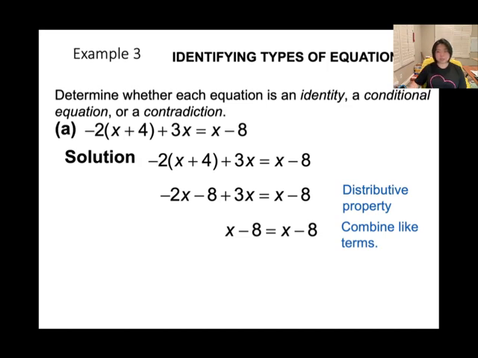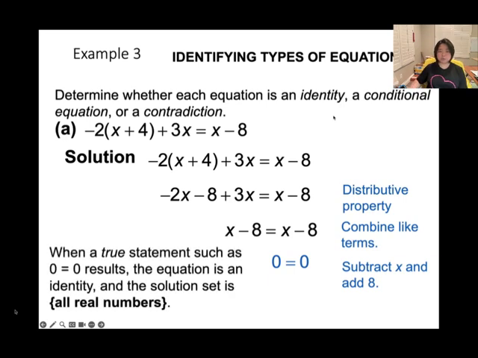Okay, you could stop here, or you can keep simplifying. So we could subtract the x and add the x for both sides. You're gonna get 0 equal to 0. So this is always a true statement. And then we know the equation is gonna be an identity, right? Because the solution set is all real numbers. No matter what real numbers you plug in here, you're gonna get the true statement. So this is the identity.